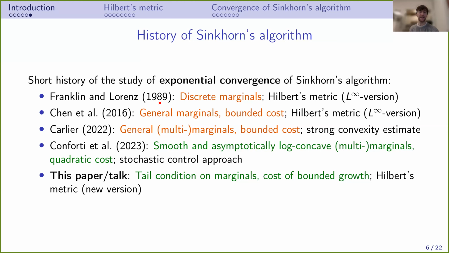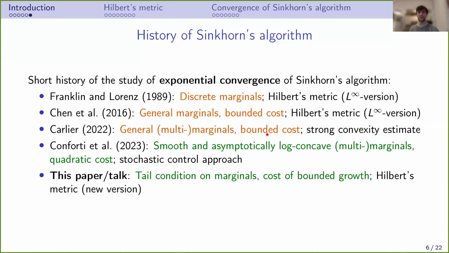There already in 1981, it was shown by Franklin and Lorenz that this algorithm converges with exponential rate, and they used a method also based on a certain version of Hilbert's metric. Then later on, this result was generalized to allow for more general marginals. This was generalized by Chen and co-authors and Carlier. But here still the fundamental limitation that the cost needs to be bounded remained. So this, again, as in Marcel's talk, would exclude the interesting cases like quadratic cost function or the distance cost function.